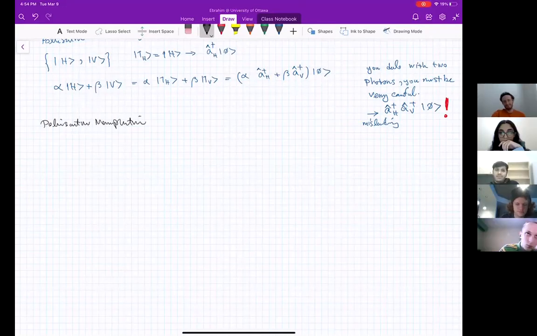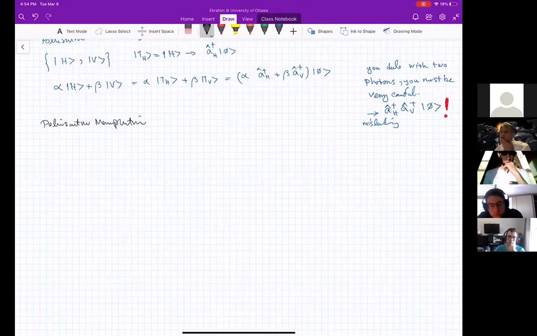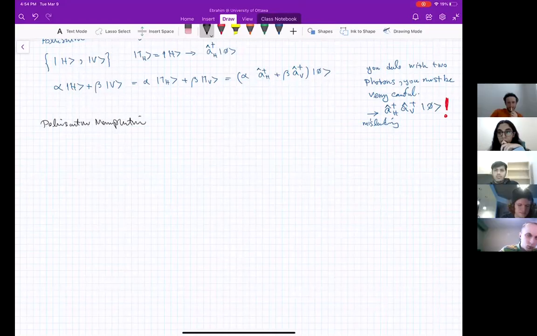Anyone giving me a hint? How can I manipulate polarization states? Wave plate? Yes. How? What does a wave plate do? Who is familiar with wave plates, and who is not? Who is not familiar with wave plates? Okay, let's go with that.